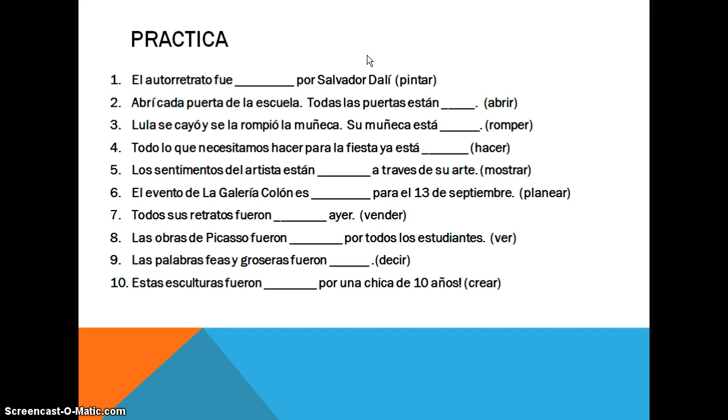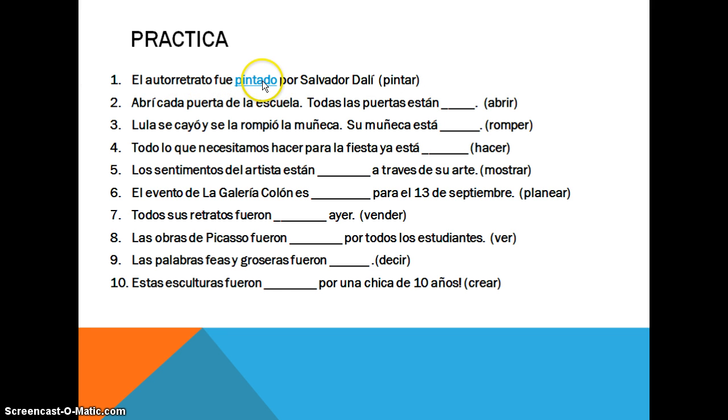So, past participles are important for you to actually understand the sentence. It says, the self-portrait was painted by Salvador Dali. So what was painted by Dali? The self-portrait. So I would actually circle el autorretrato and use that to match up my adjective here. So pintado would be my answer because el autorretrato is singular and masculine.